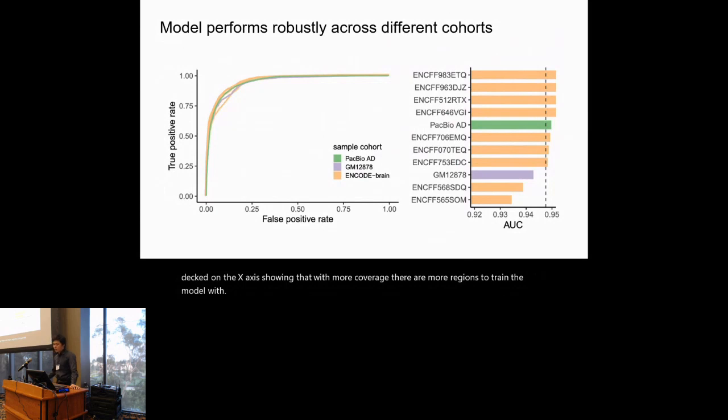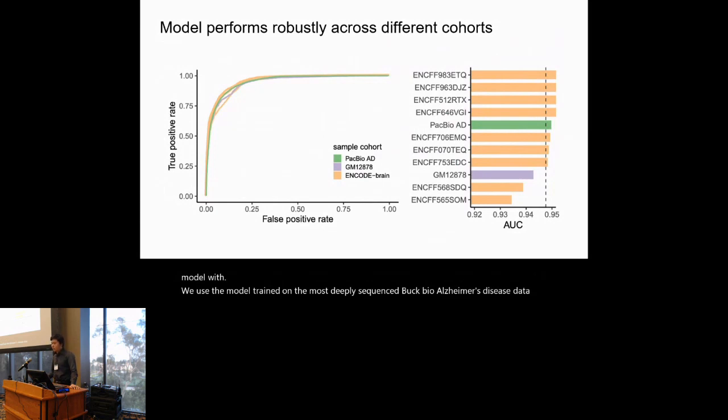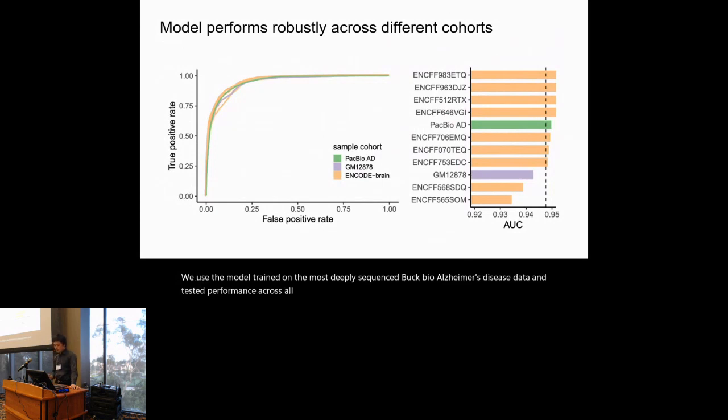We used the model trained on the most deeply sequenced PacBio Alzheimer's disease data and tested its performance across all different samples. Here we show the receiver operator curve across different cohorts, and we see consistently high performance of dsRID across different data sets. The plots on the right show the area under the curve score for each sample, and we see an average AUC score of 0.94 to 0.95.